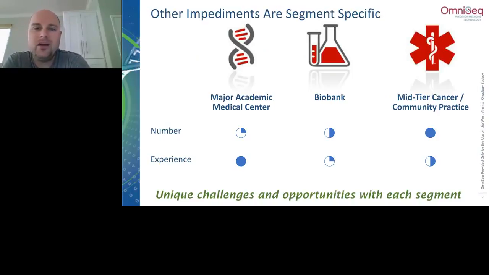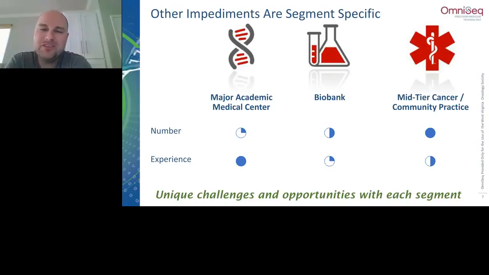Other impediments are segment specific, and so what I've done here is I've identified 3 different segments that we'll talk about on the next slide, and we'll get specific on each of these. But in our experience, you can really divide up the typical challenges that you encounter with a retrospective study by these 3 segments. The first one are your major academic medical centers.